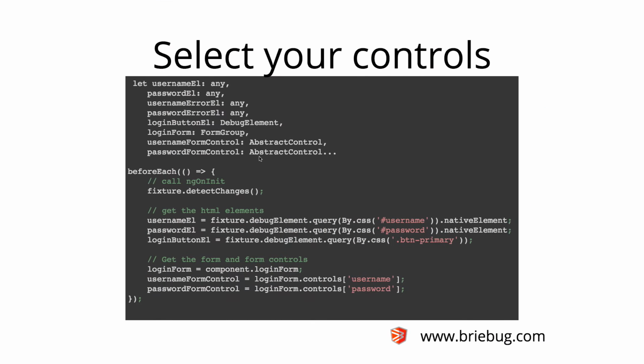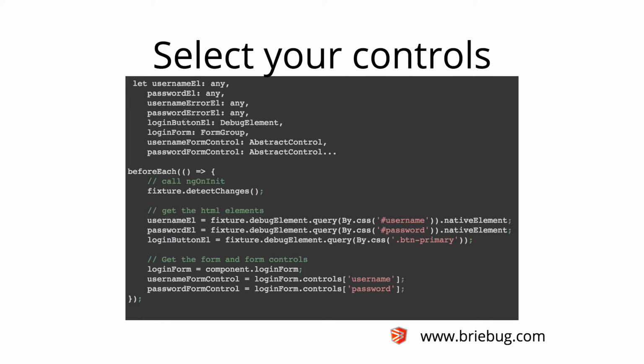Let's see here. In our case, we've got a username element, password element, username error element, and password error element. Those are all actually native elements. To date, I have not found a type for a native element yet, and I think it's because they're all different. They all have different properties. I'm guessing inputs versus selects versus whatever.